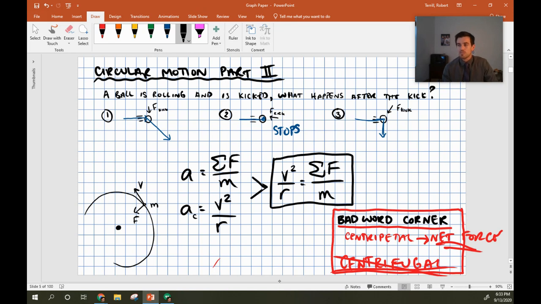The variables themselves are all defined right here. You can see that this is the forces. Anything along this axis would be things that work as our sum of forces. Then we have our tangential velocity, our mass, and our distance from the center of our circle would be our r. So that's the big stuff on circular motion that we need to know.